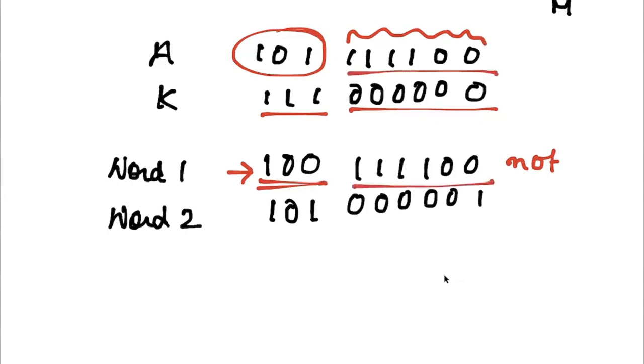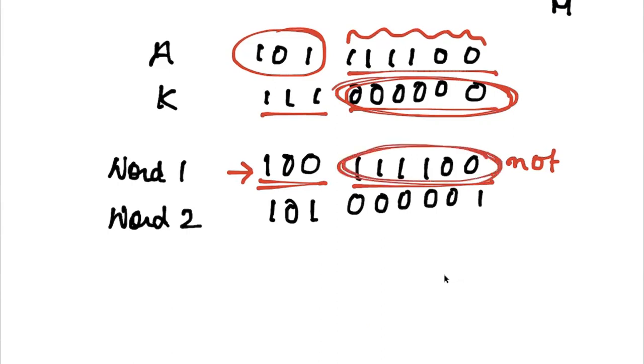But if you look at the last bits, they are the same. But because in the key register the corresponding bits here are zeros, we are not going to bother to look into what is here. We are going to match only what is here, that is the first 3 bits. Why? Because the key register has got ones in these positions. So here for the first word, it is 100, whereas my search is on 101. So this is not a match.